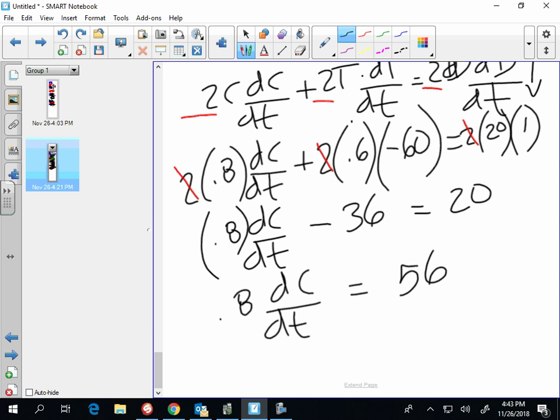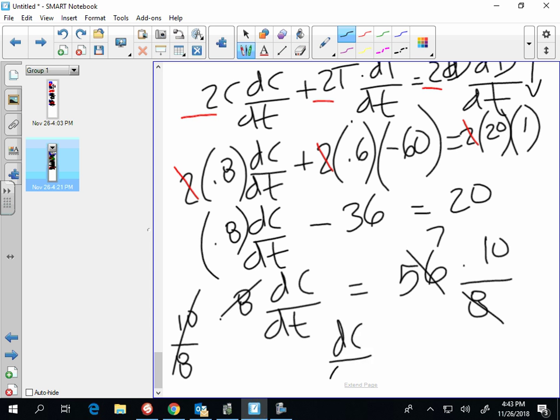And 0.8 is the same as 8 tenths. So I'm going to get rid of 0.8 by multiplying both sides by 10 over 8. And so this will cancel with these. And here this will cancel with this, leaving me a 7. And so dc/dt is 70. The car is moving at 70 miles per hour. Probably not a good thing if you're near an intersection with a train, but under certain circumstances, that could be reasonable.